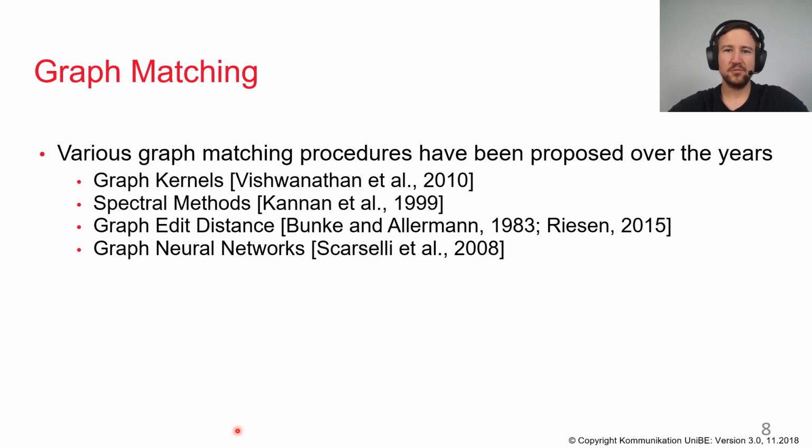Graph and subgraph isomorphism problems are exact graph matching problems. However, there are also inexact graph matching problems. That's, for example, when exact matching is impossible, and the goal is to find just the best possible match. Over the years, various of these procedures have been proposed. Some of the most known ones would be graph kernels, spectral methods, graph edit distance, or graph neural networks. In our work, we used the graph edit distance and focused on it.